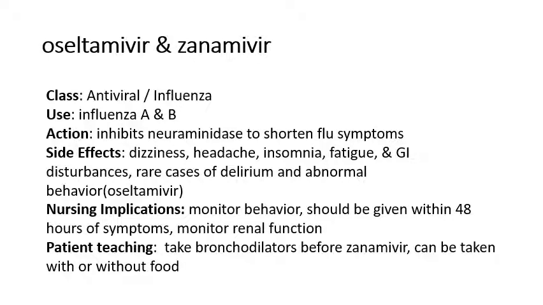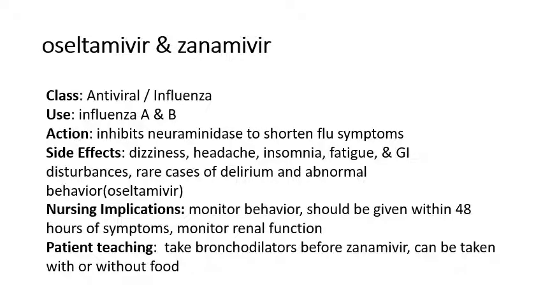Oseltamivir and zanamivir are the 2 most common medications on the market for influenza A and B. They are neuraminidase inhibitors, which means they decrease the release of the virus from infected cells, thus decreasing viral spread and shortening the duration of the flu symptoms from the normal 7 days to about 5 days. Adverse effects are dizziness, headache, insomnia, fatigue, nausea and vomiting, and diarrhea.